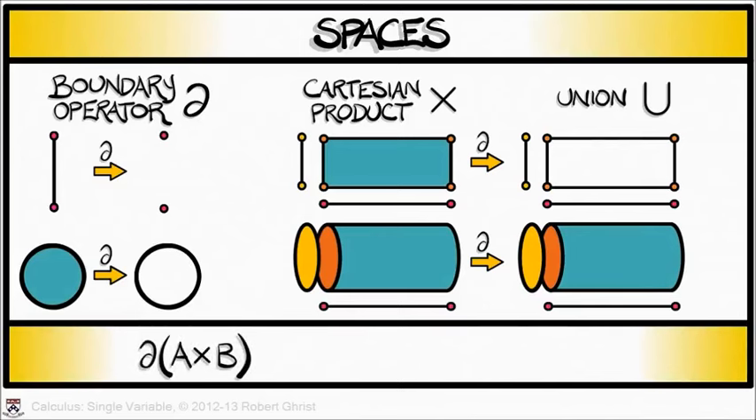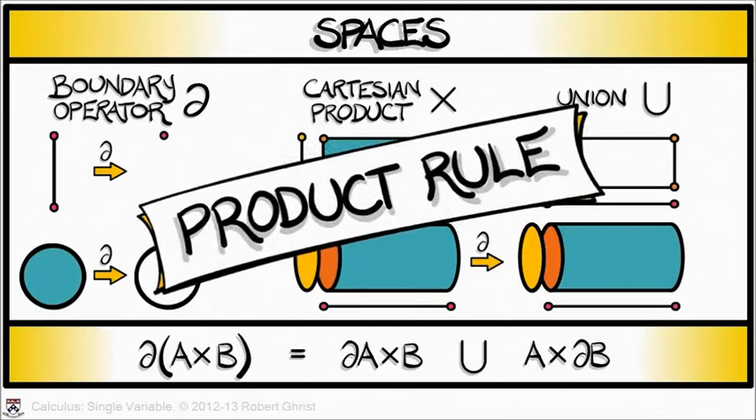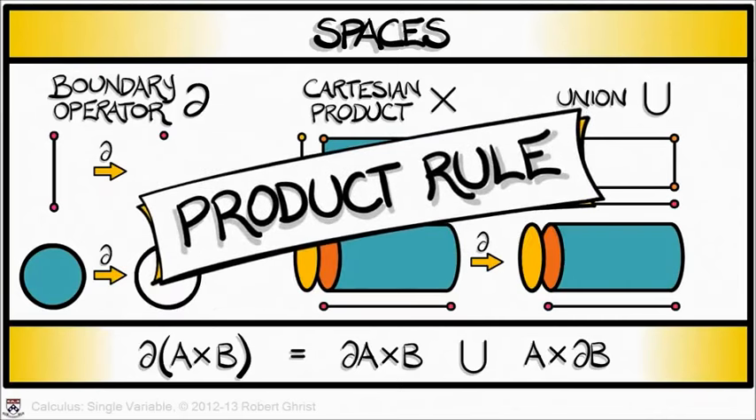It is a fact that if you have two spaces, A and B, you take their product and compute the boundary of that. You can decompose that boundary as the boundary of the first space times the second, union the first space times the boundary of the second. Now, where have you seen something like that before?